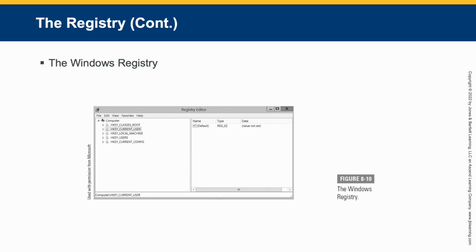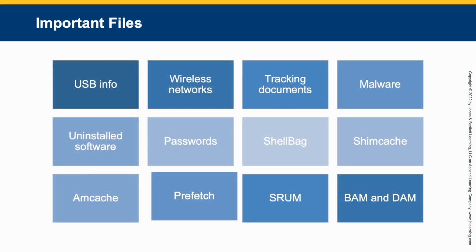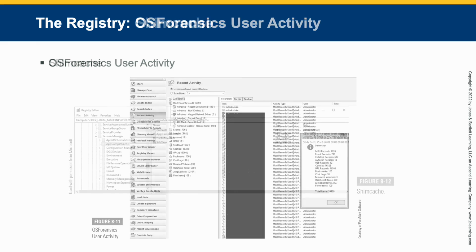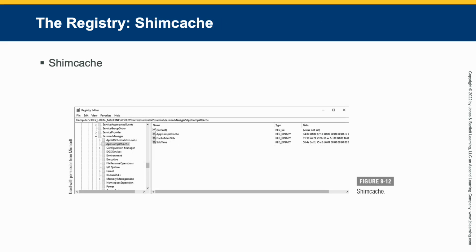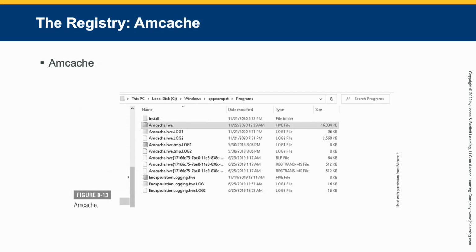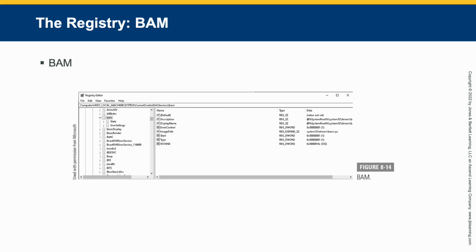The Windows registry looks like this. OSForensics user activity looks like this. Shim cache looks like this. And BAM looks like this.